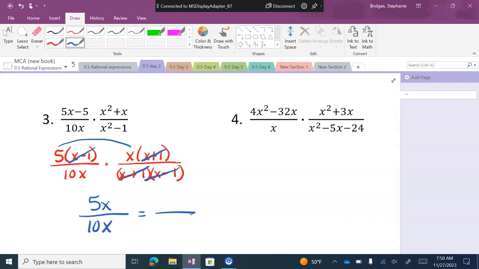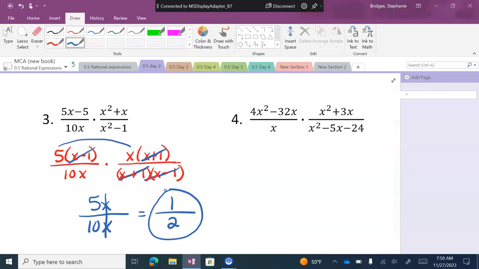And then we can go and continue to simplify. Look at your numbers. 5 and 10, what can they both divide by? 5. So that's going to turn to a 1 and a 2. And then what are those x's going to do to each other? Cancel. So my answer is just 1/2.